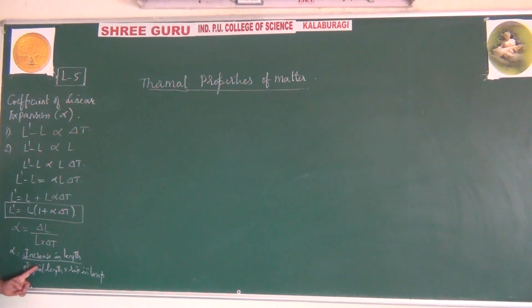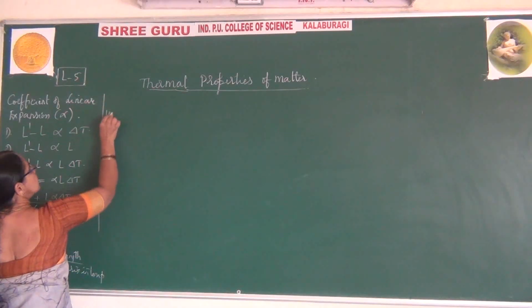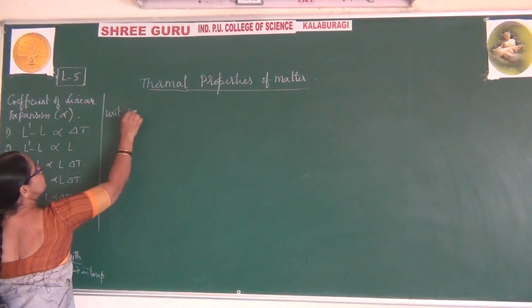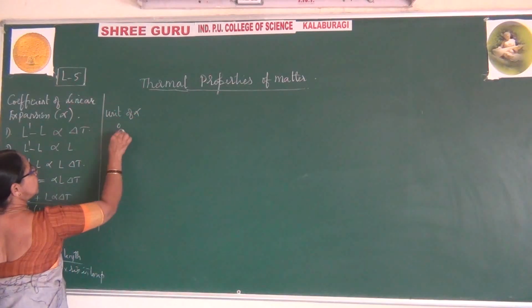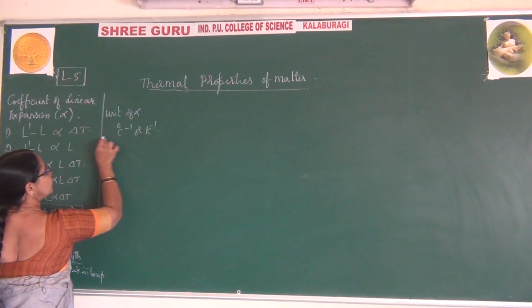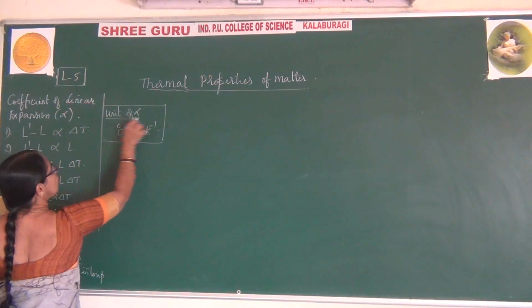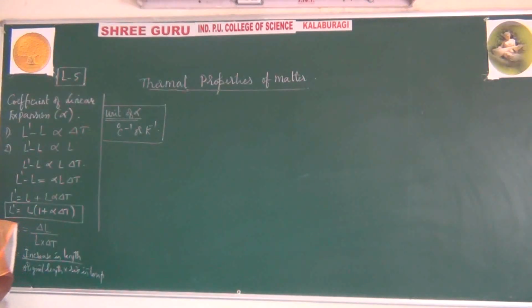That is how to write this formula in words. Also I have written the SI unit, and the CGS unit, for alpha. The unit of alpha is per degree centigrade or per Kelvin. This unit we wrote in the last class. All these things we have written in the last class.